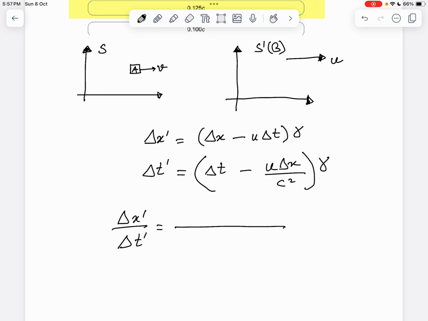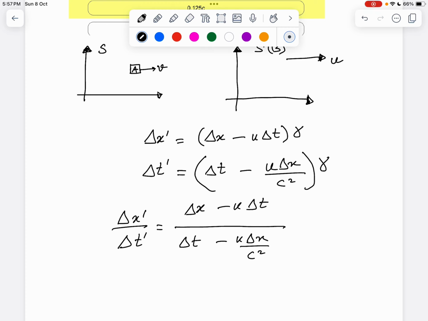So you can see gamma and gamma will cancel each other, so delta x minus u delta t, and down you will have delta t minus u delta x over c squared. I'm going to divide now by delta t. Let me divide by delta t and see what we will get. So we'll get the following.